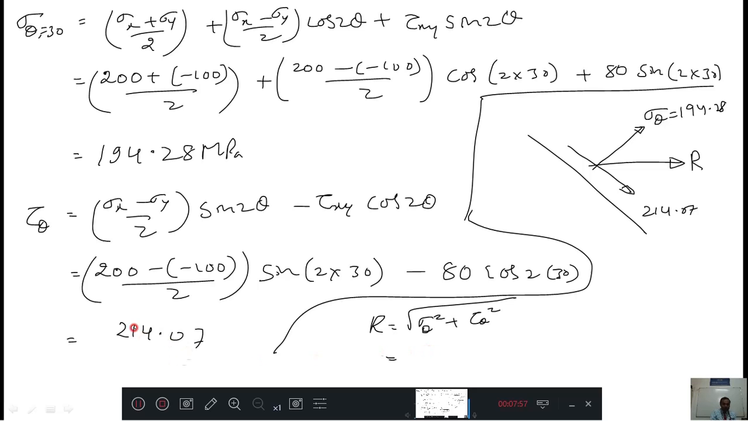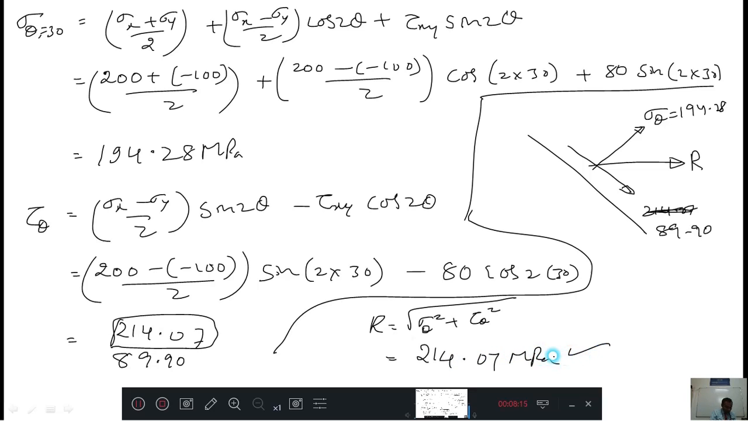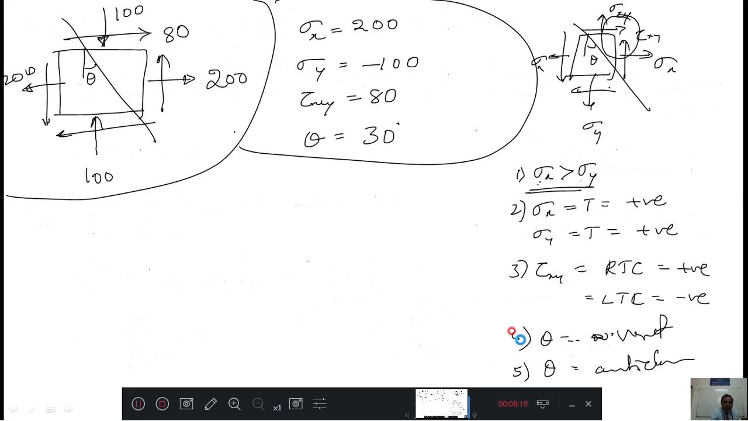Sorry, this value is 89.90. This value is 89.90. Then this value becomes 214.07 MPa. Okay now? Over. Then go back to the question.